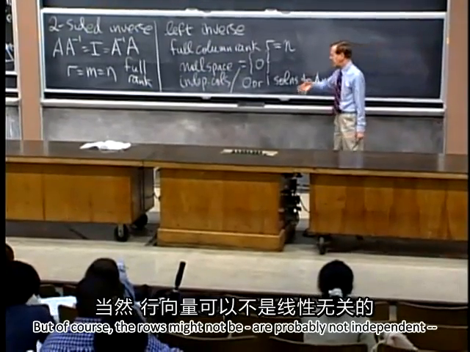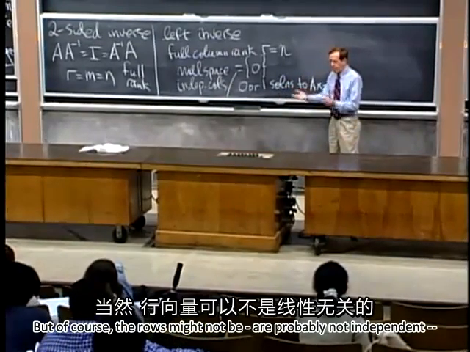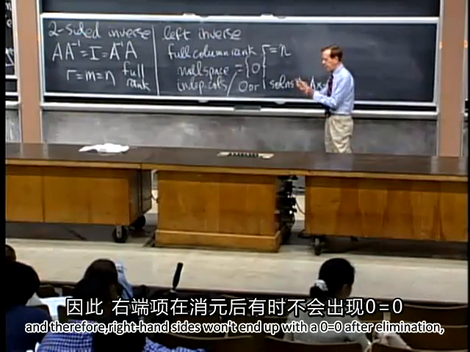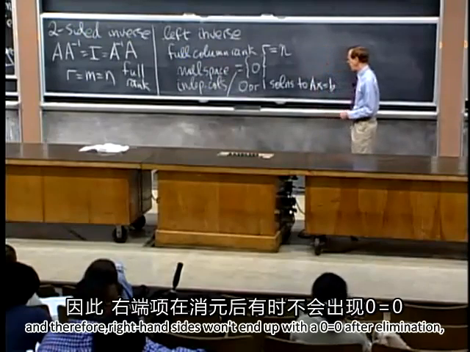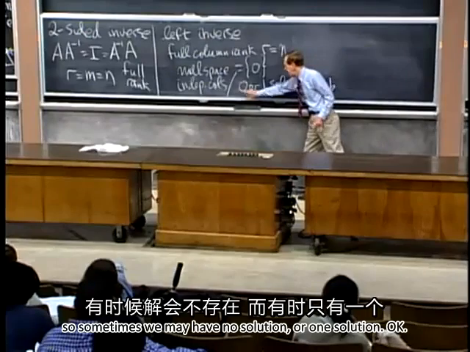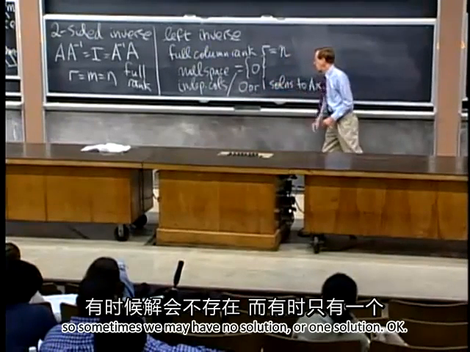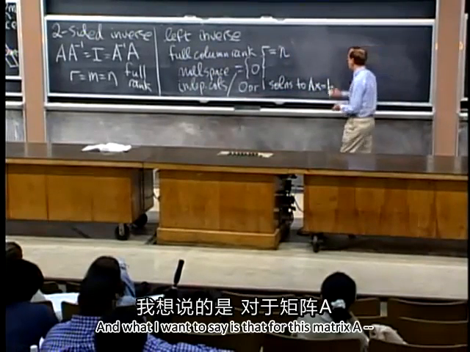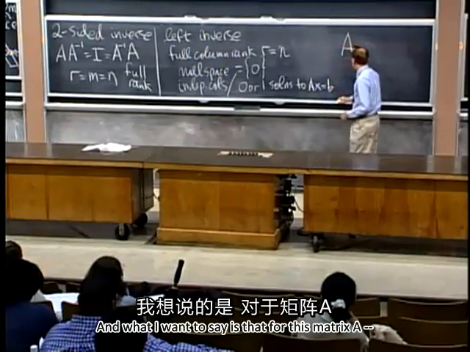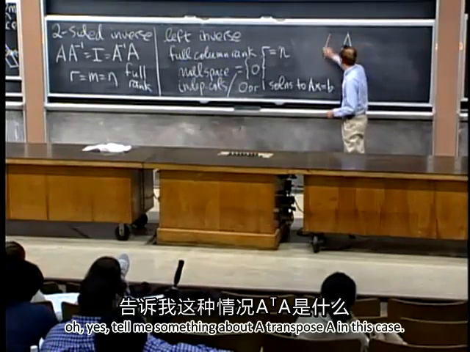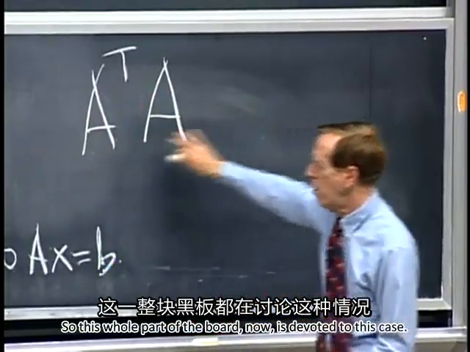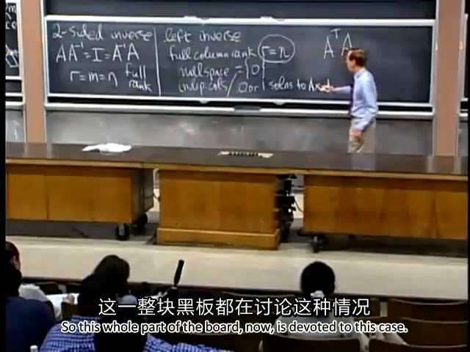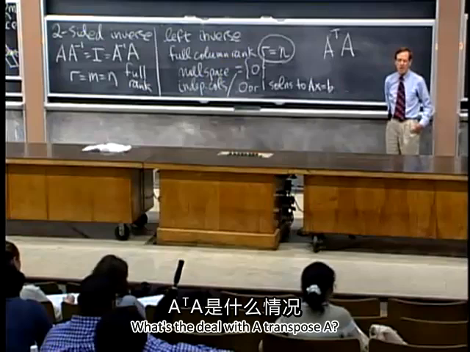Of course, the rows probably aren't independent, and therefore some right-hand sides won't end up with a 0 equals 0 after elimination. So sometimes we may have no solution or one solution. Okay. And what I want to say is that for this matrix A, tell me something about A transpose A in this case. So this whole part of the board now is devoted to this case. What's the deal with A transpose A?